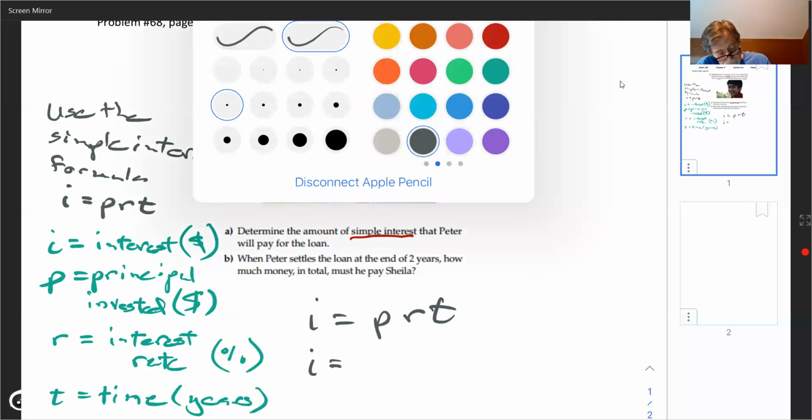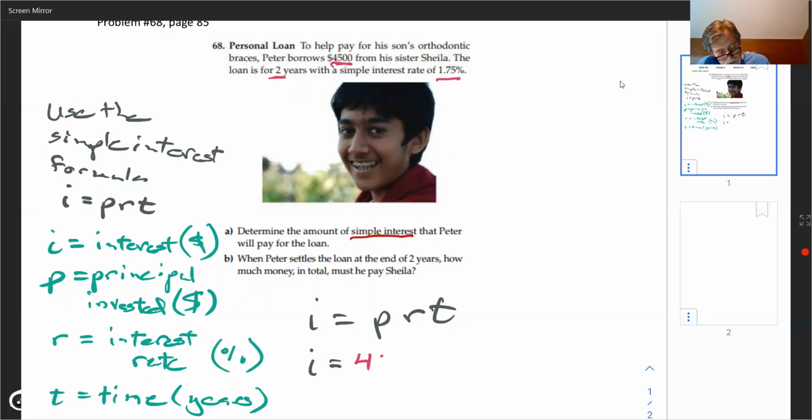We'll say $4,500 Sheila invested. This is all multiply, by the way. When it says PRT in math, that's not a pretty word. That's P times R times T. If it was plus or minus, you'd see the plus or minus, right? So we'll say times, and I'm going to use parentheses here. R is interest rate. Now, do I go 1.75 there? Common mistake. What do I do instead?